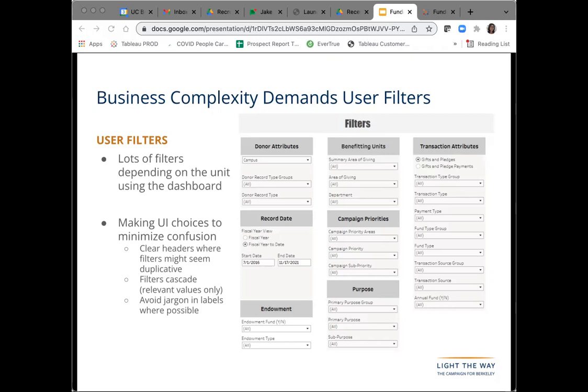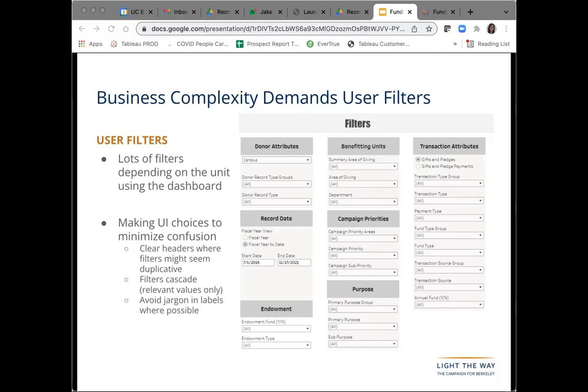Tableau also has a really useful feature where you can say show relevant values only. So for example, for the summary area of giving, if we chose Letters and Science, then in the area of giving and department filters, from that point on, once we've already made that filter choice, we'd only see departments and areas of giving that were in Letters and Science. We wouldn't have to sort through everything in Engineering to try to find what we were looking for.